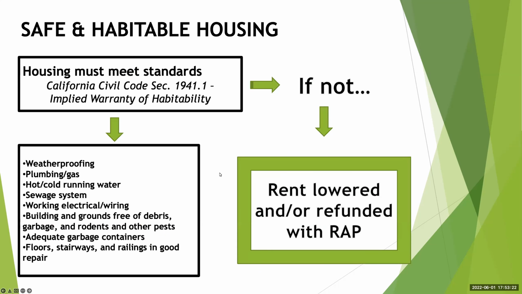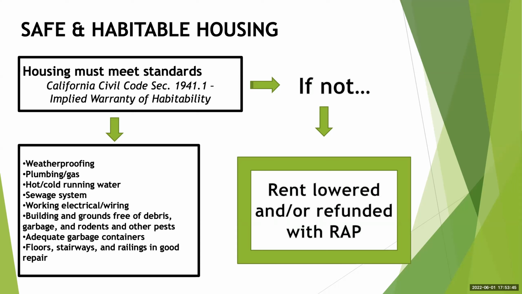All right, safe and habitable housing. Again, so housing must meet the standards under California Civil Code. This is the implied warrant of habitability. And these are the affirmative characteristics I mentioned earlier, right? Weatherproofing, plumbing and gas, sewage, right? Working electrical and wiring. Building and grounds free of debris, that's a good one.